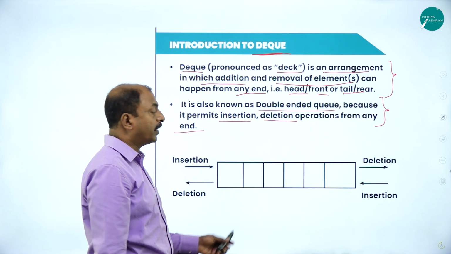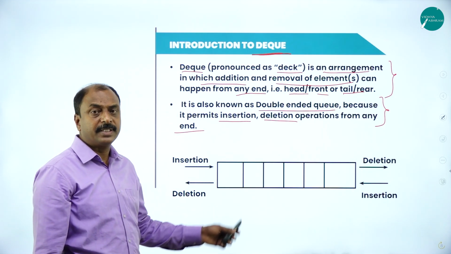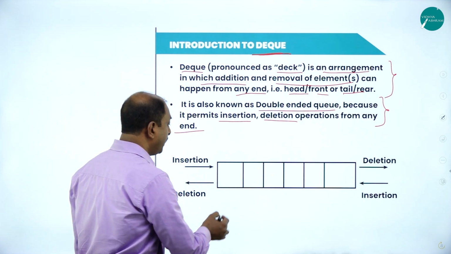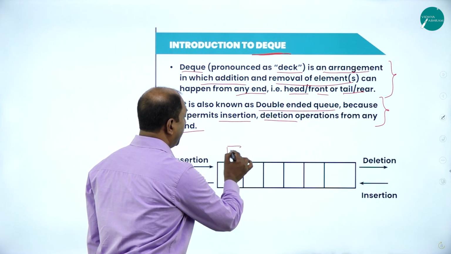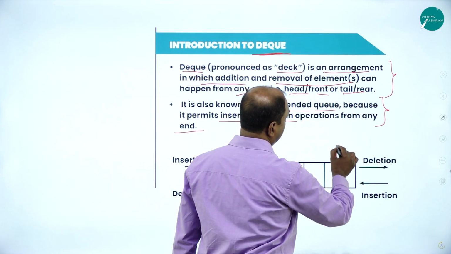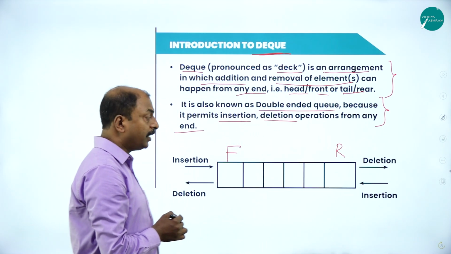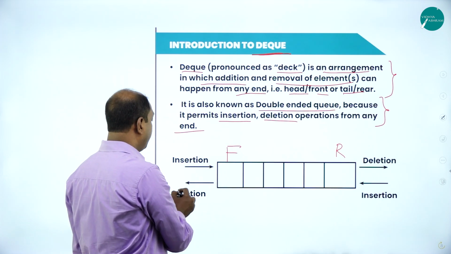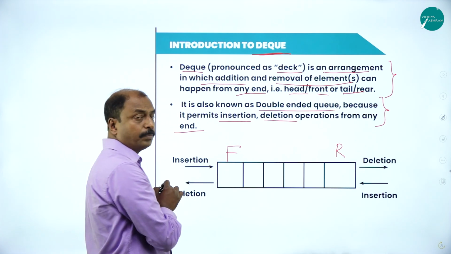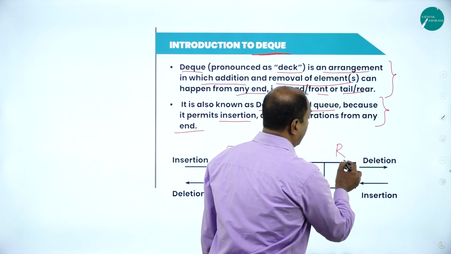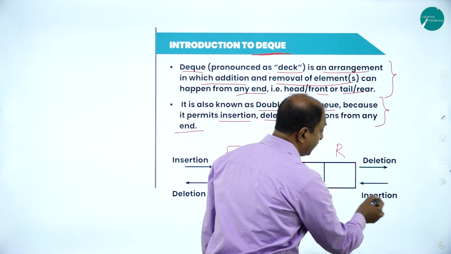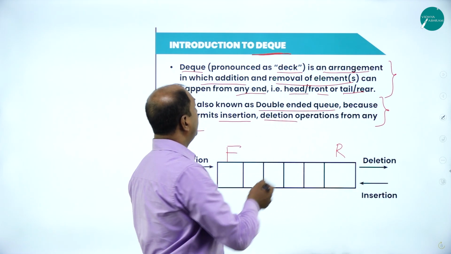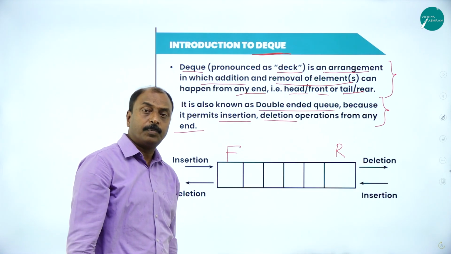Now look at the diagram. How do we represent DQ? As all of you know, at the beginning there will be the front pointer and this is the rear pointer. So we can insert an element even at the front pointer, and deletion can also take place at the front pointer. Similarly, at the rear pointer, we can insert a new element, or it is also possible to delete an element from the DQ. So this is another type of queue.